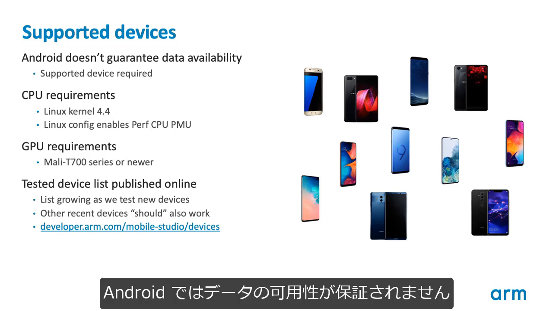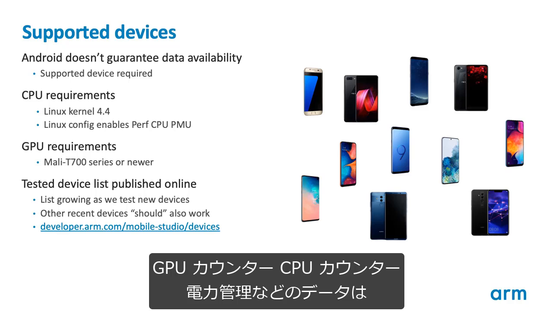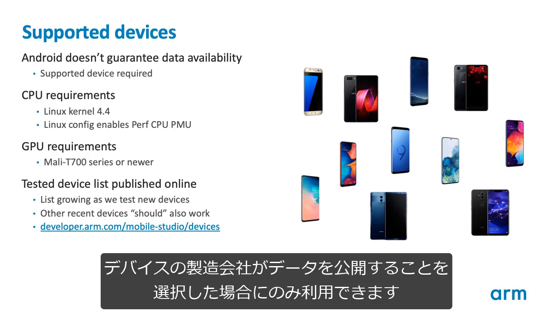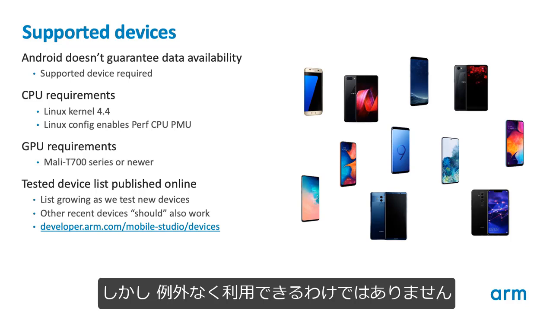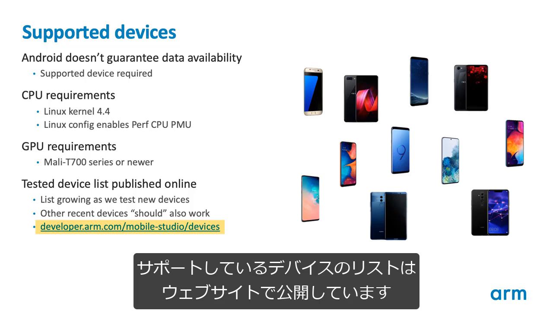One challenge we have is that Android doesn't guarantee any level of data availability. Software profiling through Android Studio Systrace is part of the Android stack, but the data for GPU counters, CPU counters, and power management, for example, is only available if the device manufacturer chooses to expose that data. Most do, but it's not universally accessible. This imposes some limitations on the range of devices that Arm Mobile Studio supports fully, so we publish a list of supported devices on our website.